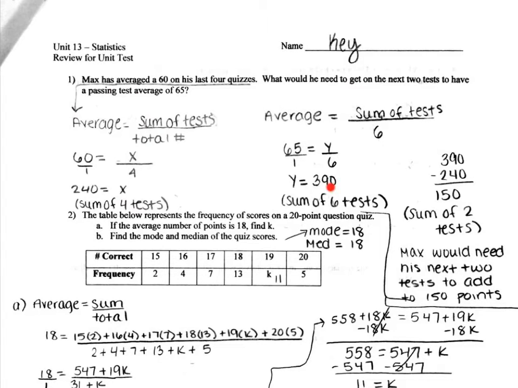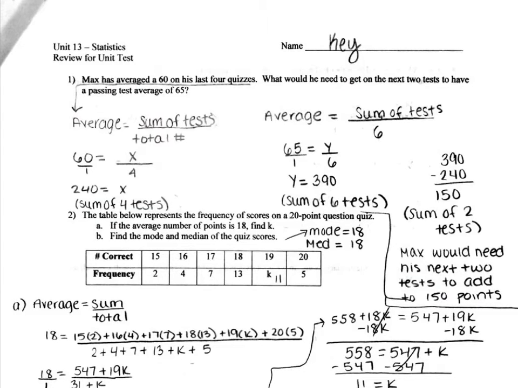Now this 390 represents the sum of all 6 tests. So if this is the sum of all 4 and this is the sum of all 6, all I need to do is subtract them and then get the sum of the next 2 test scores. So Max would need his next 2 tests to add up to 150 points.